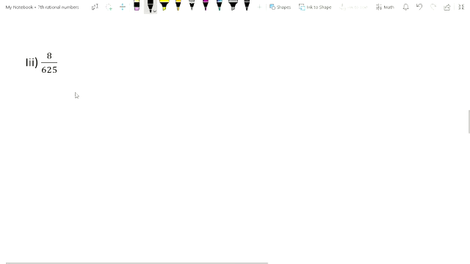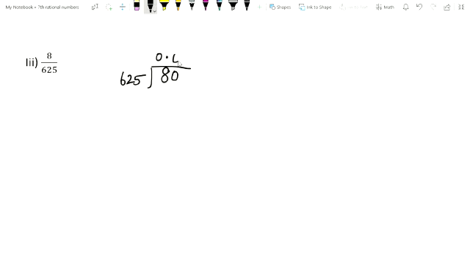8 by 625. 625. So the divisor is greater, so we can't divide. So what do you want to do, children? Just keep the decimal and add 1 0. Now it becomes 80. Okay, even though we can't divide.